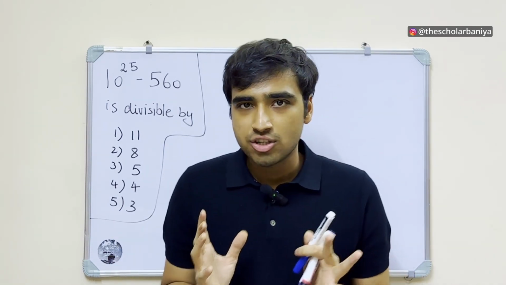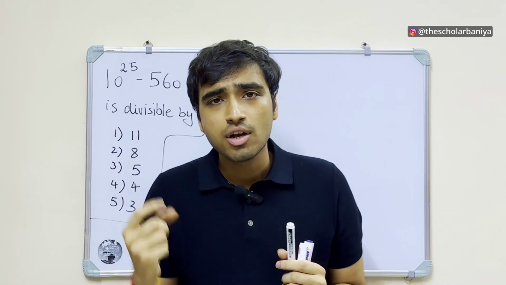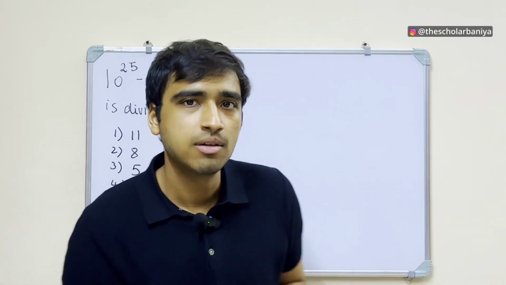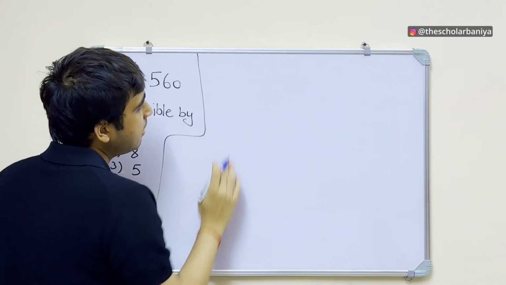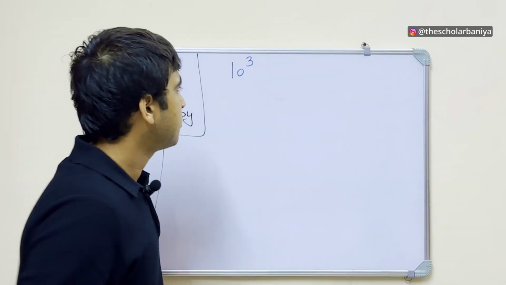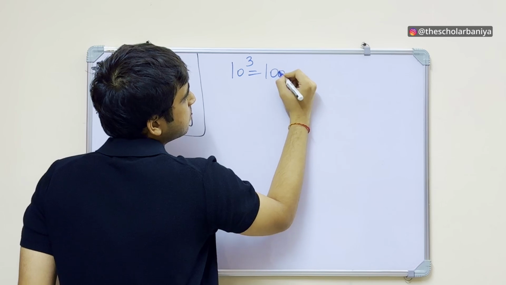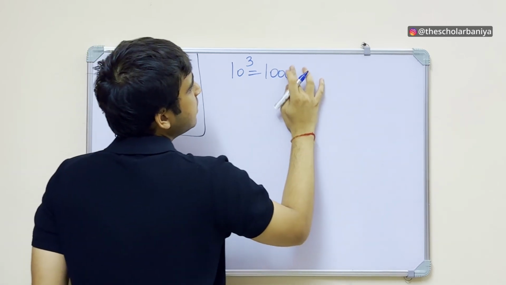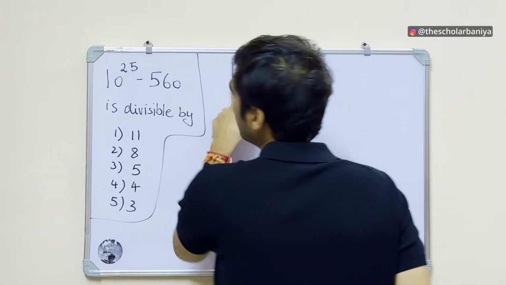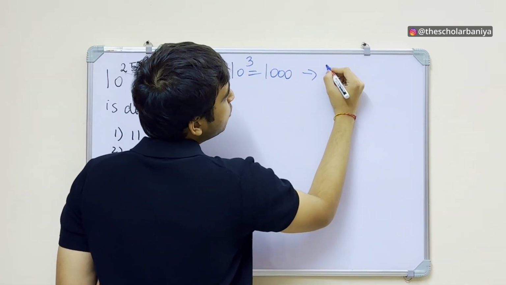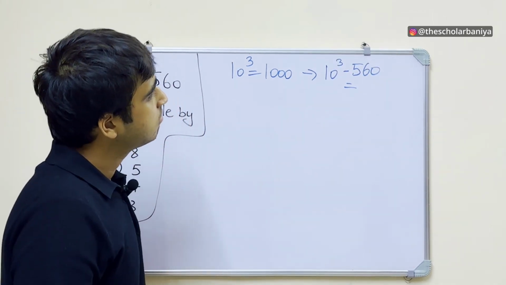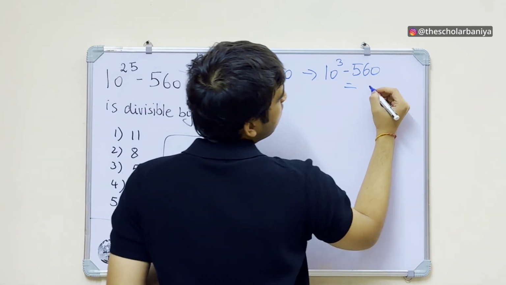In all of these questions, whenever there is such a huge power, you always have to look for some kind of pattern. You'll always find some pattern, right? So for example, let's talk about 10 to the power 3. What is 10 to the power 3? It is 1000, right? So if you subtract, 10 to the power 3 minus 560, then what will you get? You will get 440, right?